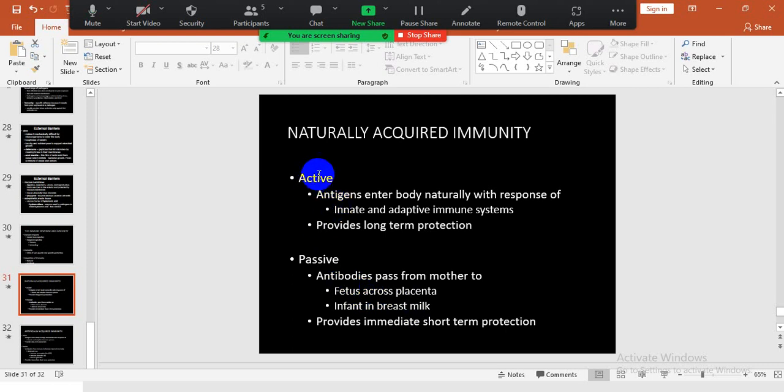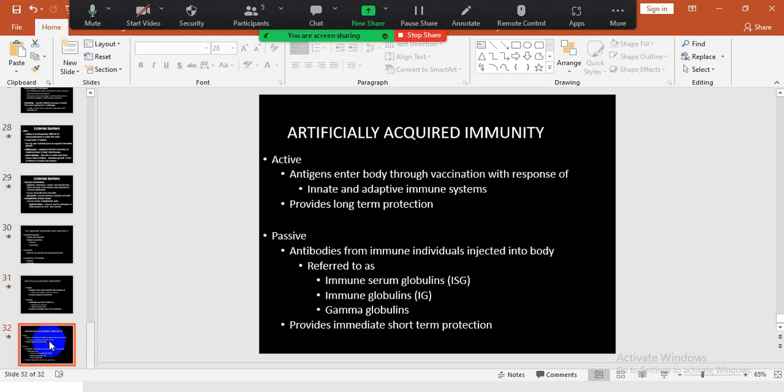So the active, passive: what is active natural? You getting a sickness or infection like chicken pox, then after your treatment, you don't get the infection again. It's natural. Now the passive is the mother giving protection to the fetus through the placenta, or giving protection to the breastfeeding baby through immunoglobulin A. And the placenta one is immunoglobulin G, because immunoglobulin G can cross the placenta and fight infection in the fetus.